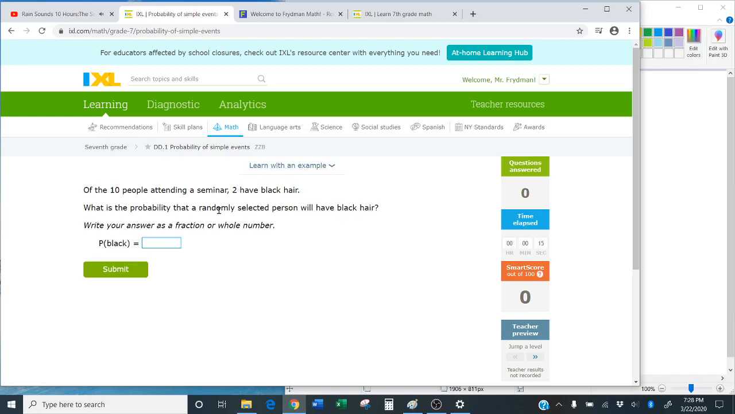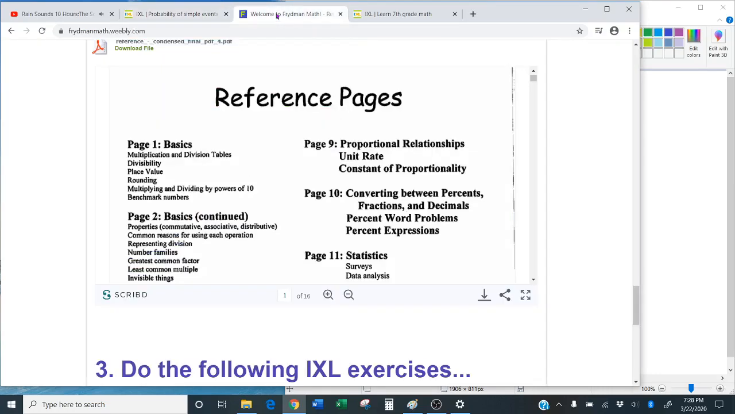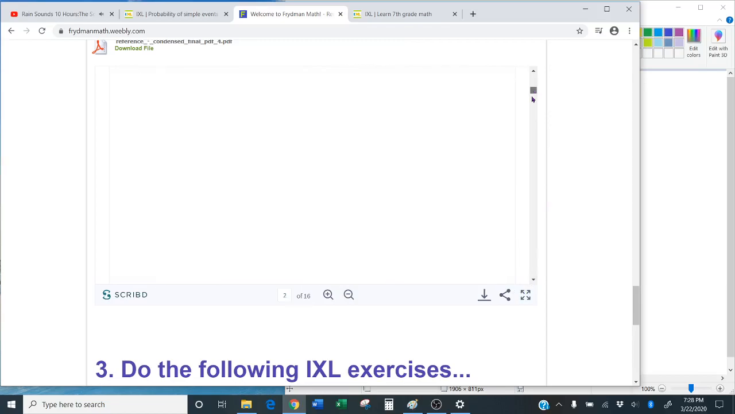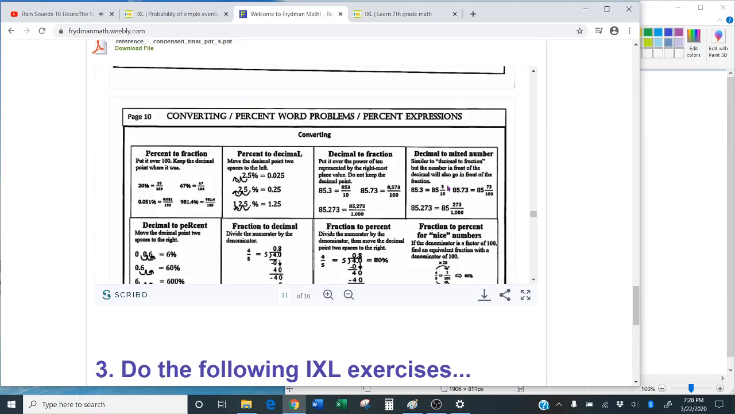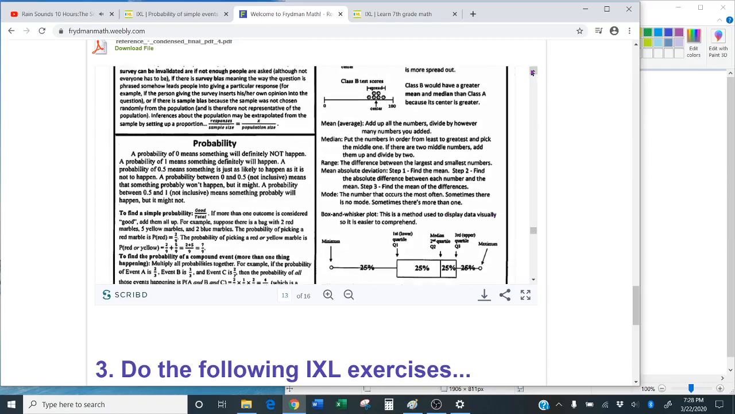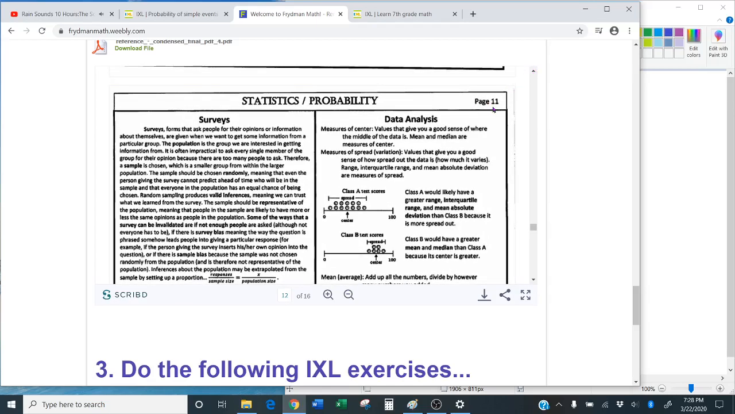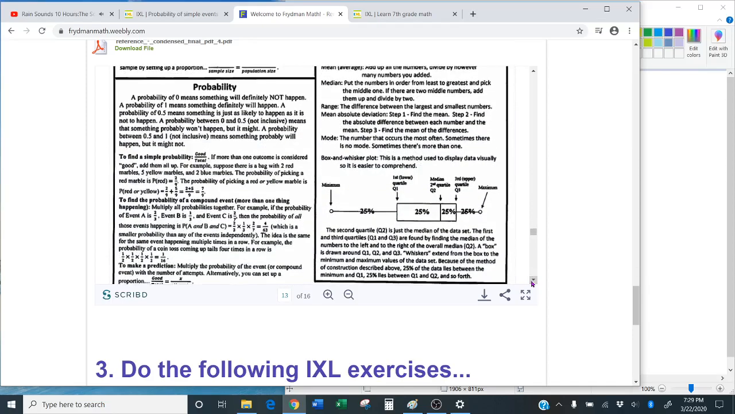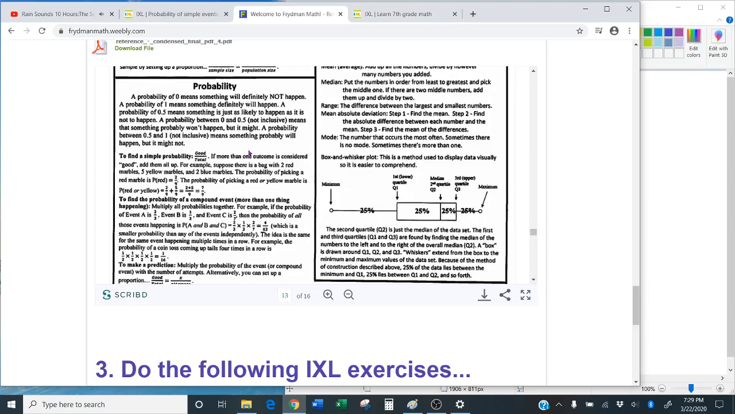Before we get started with these problems, I'm going to read through a little bit of the reference page. So probability is on page 11 in the reference pages. So let's scroll down here. It was one page off. Okay. All right, here, you can see at the top here that is page 11. And what do I need to know?